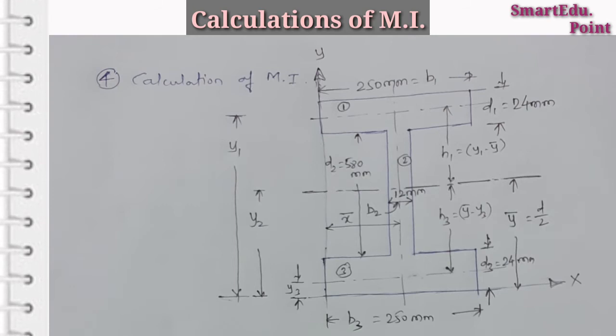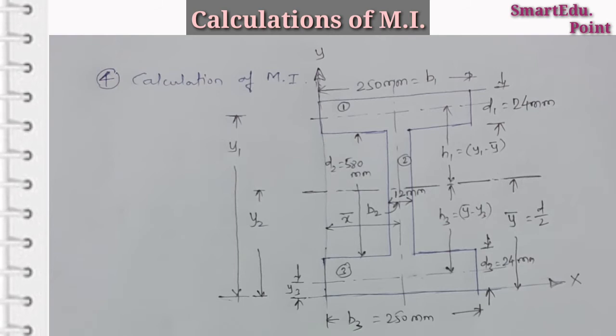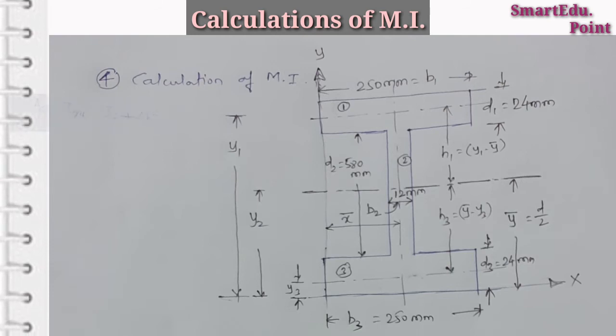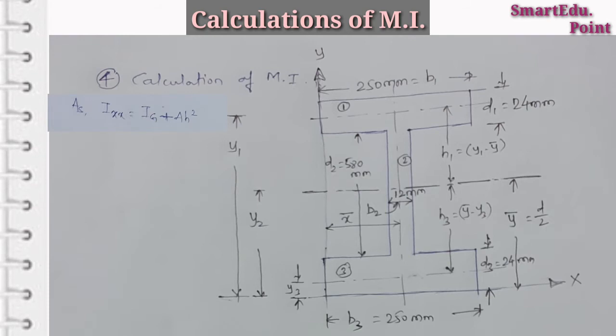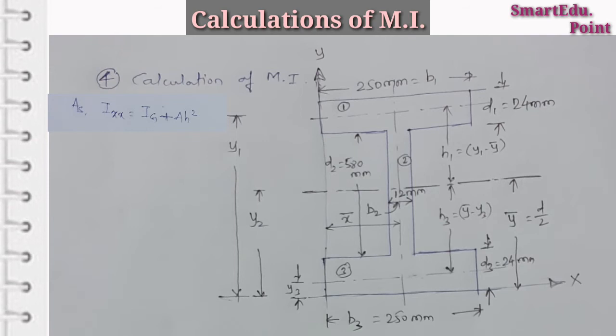Part 1, or section 1, will be the top flange, section 2 will be the vertical web, and section 3 will be the bottom flange. For these individual sections we will find the moment of inertia about the x-axis, that is Ixx1, Ixx2 and Ixx3. Similarly we will find the depth of the neutral axis y1, y2 and y3 respectively.